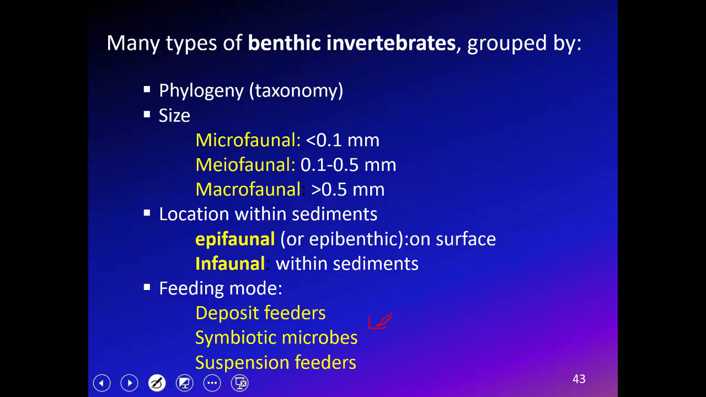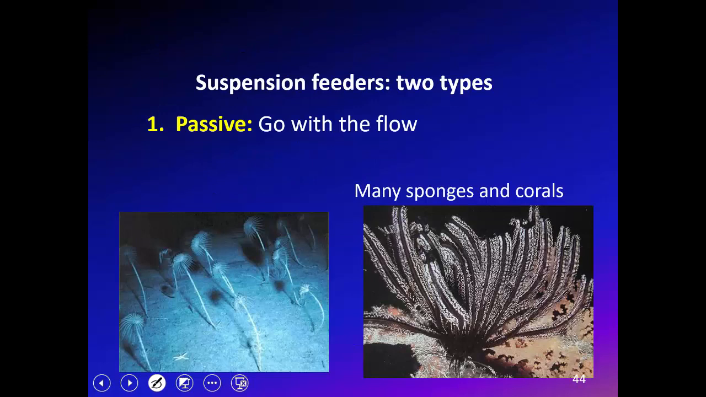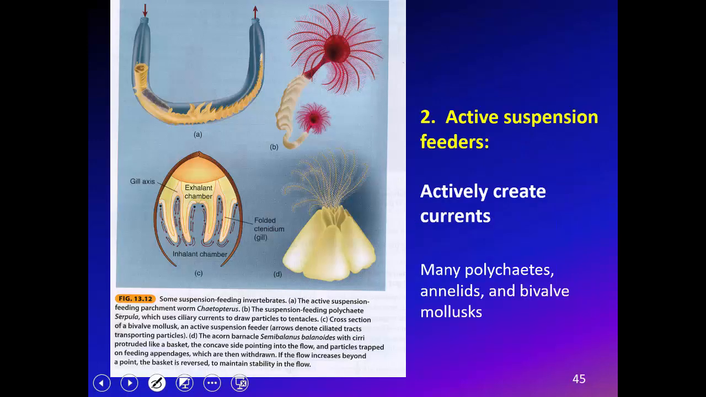So suspension feeding is somewhat like filter feeding. It is very much like filter feeding, but the word suspension feeders is used to describe those benthic organisms, as opposed to zooplankton that we talked about earlier for filter feeding. So the suspension feeders can be divided into two types. One type are just sticking their little arms out, or feeding apparatus out, into the currents and just relying on the currents and water movement to bring food to them. That includes sponges and corals as our suspension feeders.